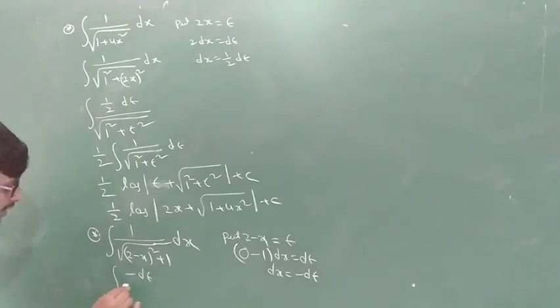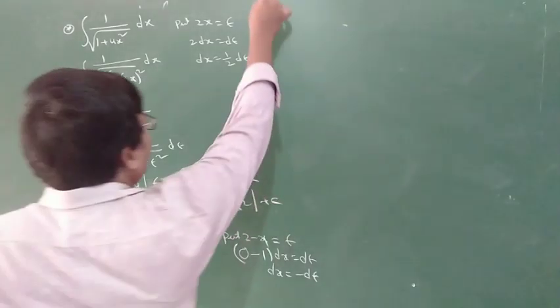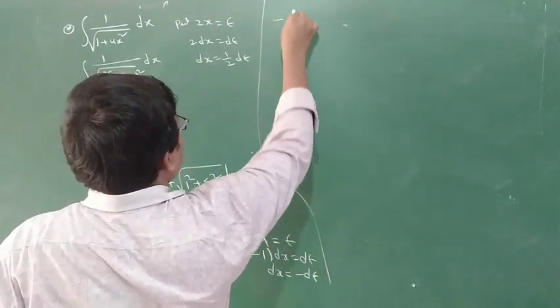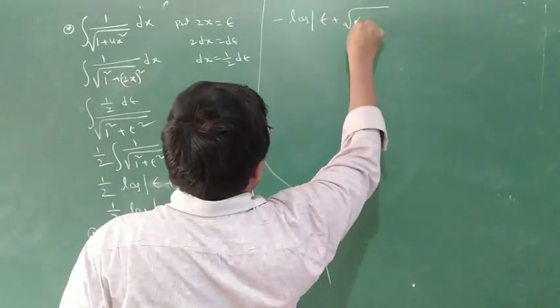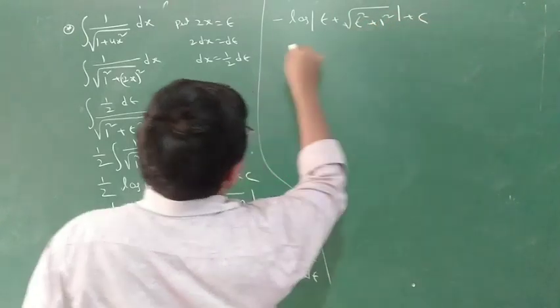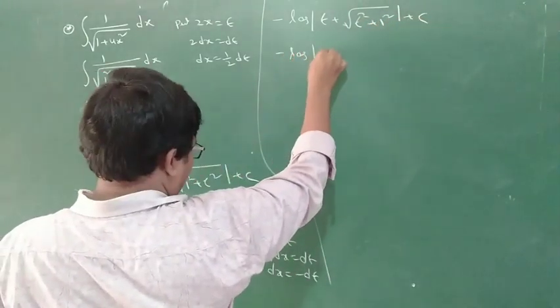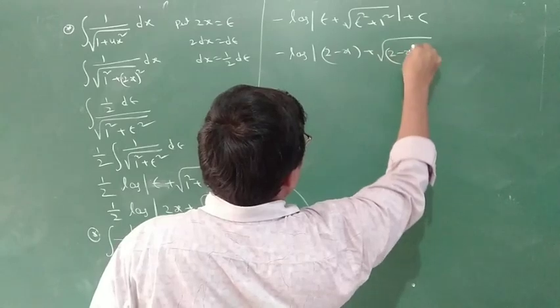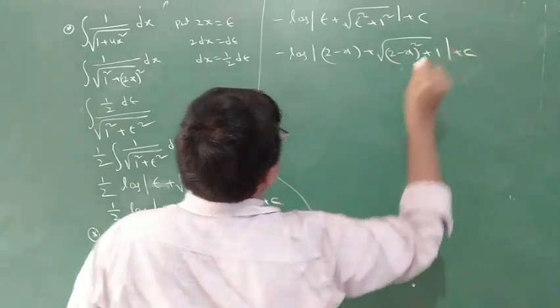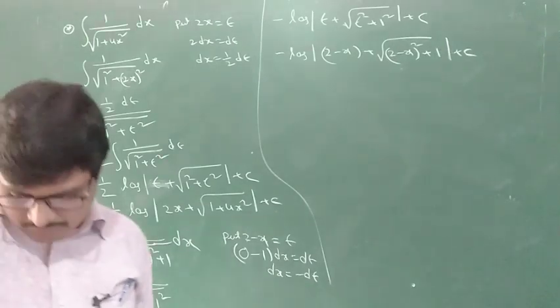Integral minus dt by root of t square plus 1 square, where 1 is equal to 1 square. This is the integral of 1 by root of x square plus a square, same formula. So minus log mod of t plus root of t square plus 1 square plus c. So minus log of 2 minus x plus root of 2 minus x whole square plus 1 plus c. This is another one.